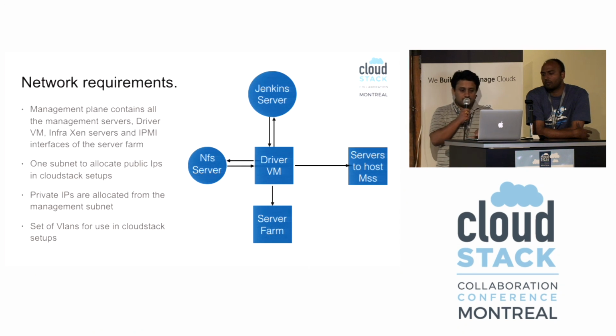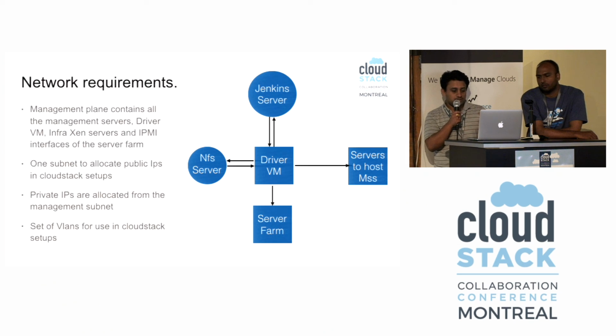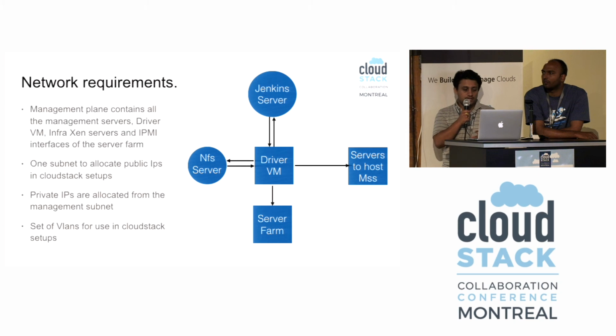So these are the network requirements. The driver VM needs to be able to talk to the server host and the server farm, so all of these need to be in one subnet for it to work. We need one subnet to allocate public IPs from, to be used in CloudStack setups, and a couple of IPs from the private subnet. We are going to keep that the same as the management subnet.